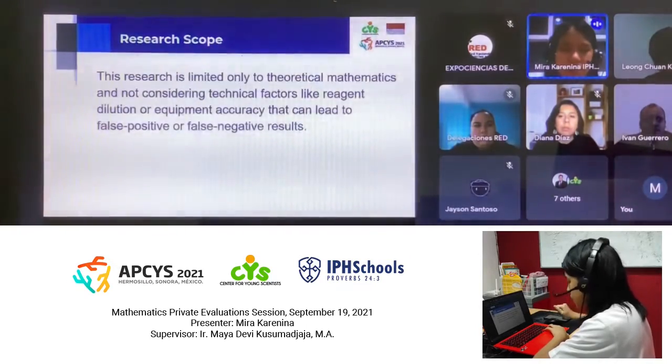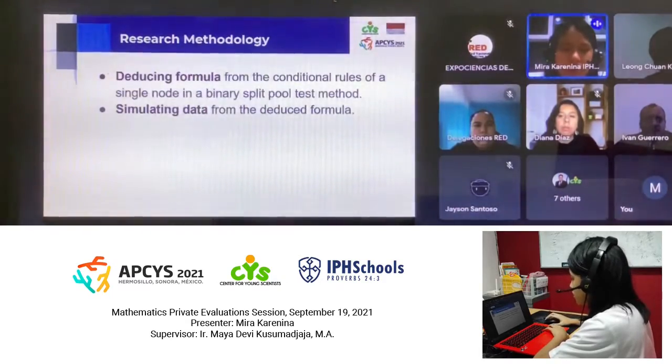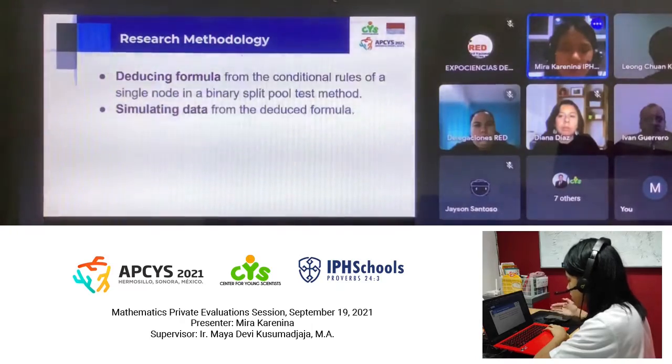Now, please keep in mind that this research is limited only to theoretical mathematics and not considering technical factors like reagent dilution or equipment accuracy that can lead to false positive or false negative results. For the research methodology, there will be two. The first one is deducing formula, and the second one is simulating data.